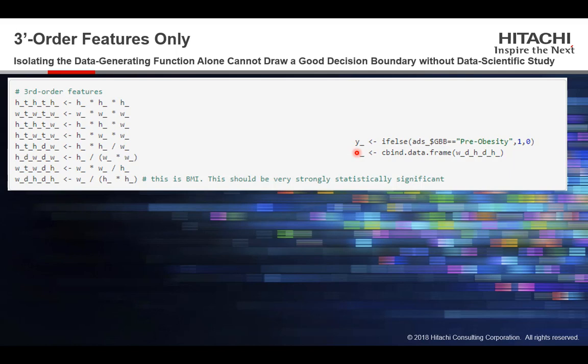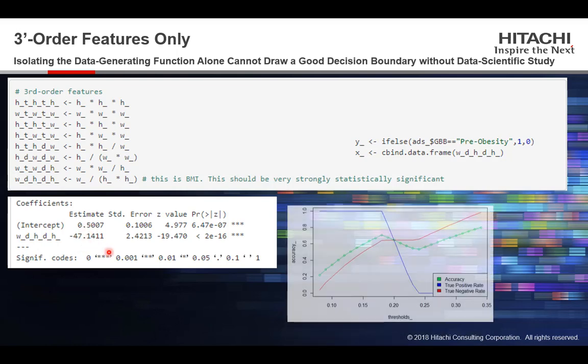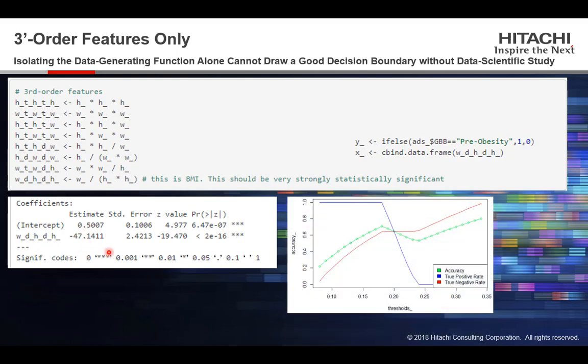I'm not guessing anymore. I'm not p-hacking anymore. I'm absolutely chasing this hypothesis. So let's do it. Oh, gosh, it's statistically significant with some funny numbers because I didn't scale and center. But the problem is this thing does not work. This decision boundary does not work at all. Look, I'm back to where I started.